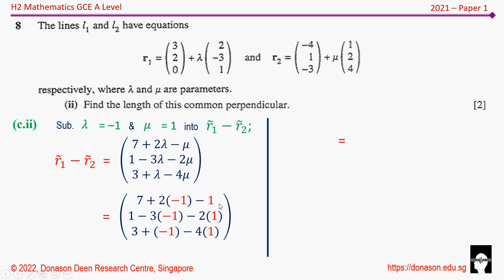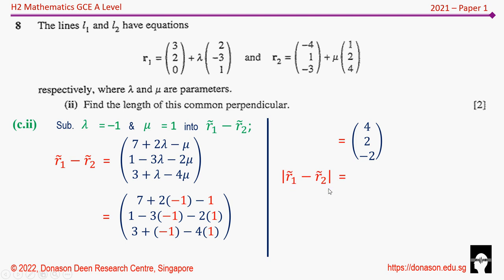7 minus 2 minus 1, and that's going to become 4. And then I've got a 1, -3 minus 1 is a +3, and this part is a -2. So 1 plus 3 is a 4, 4 minus 2 is going to give us 2. And then the k component is 3 minus 1, which is 2, 2 minus 4 is going to give you -2. So there we have the vector R1 minus R2, which is a common perpendicular. Now we need to find what is the length. They are not asking what's the vector, we need to find the length. That means we need to find the magnitude of this common perpendicular.